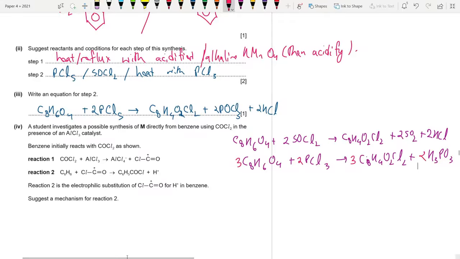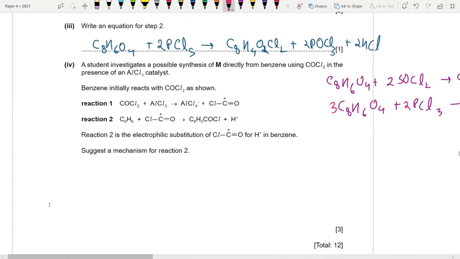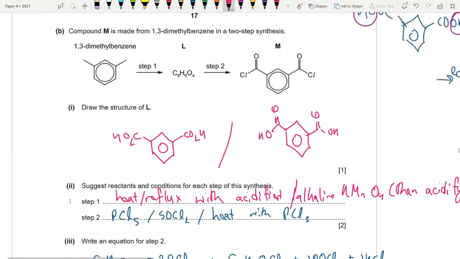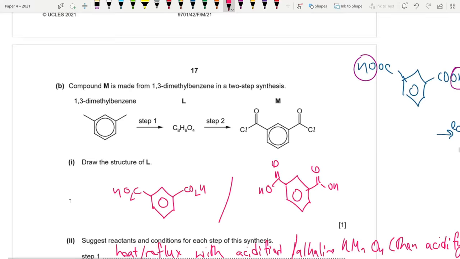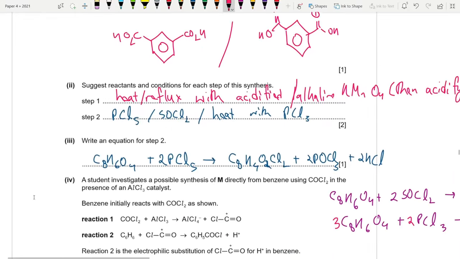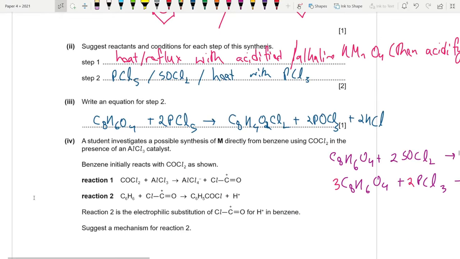Now, a student investigates a possible synthesis of M directly from benzene using COCl2. We want this essentially. What do you know that as? That's Friedel-Crafts acylation, right? That's possible. Benzene initially reacts with COCl2 as shown, in the presence of an AlCl3 catalyst, right?